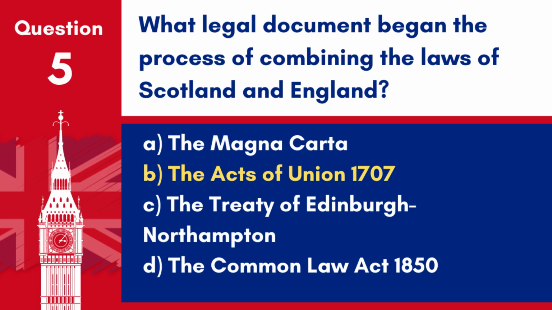Answer: B. The Acts of Union 1707. This set of acts combined the parliaments of Scotland and England, leading to the unification under one parliament at Westminster and beginning the process of harmonising laws across both countries.